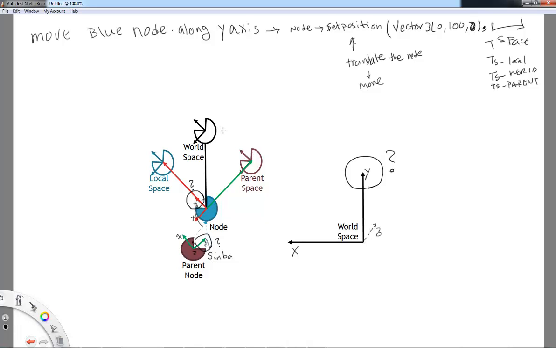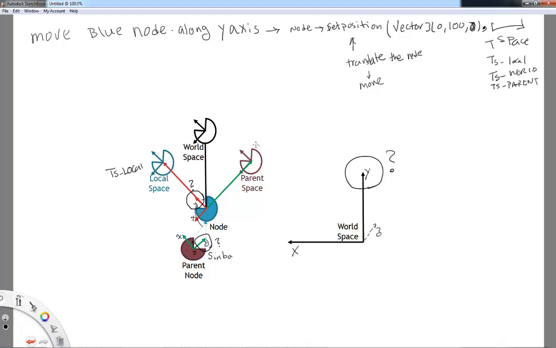So these transform spaces specify the exact disambiguation of what you mean by move it along the y-axis. When I say I want it to move along the y-axis with respect to TS local, that means take your own y-axis and move yourself along your own y-axis 200 units. The TS local parameter allows me to say that the y-axis you want to move along would be this y-axis.